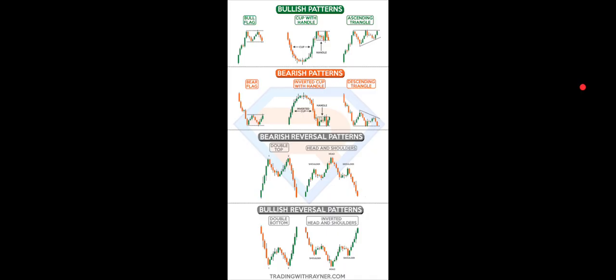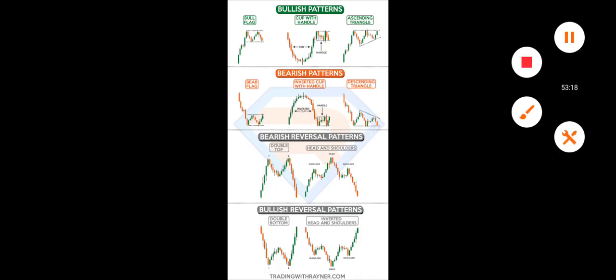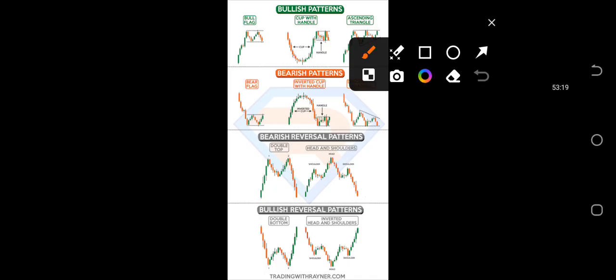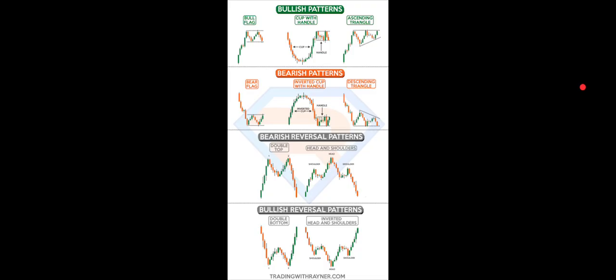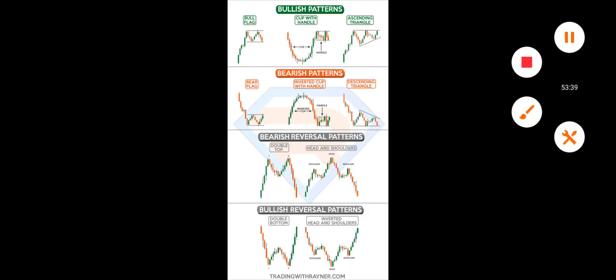Okay, so we have another pattern called the cup and handle, or cup with handle, just like the shape of a cup. You can see this is the shape of the cup, this is the handle. So it is a bullish pattern. A breakout of the cup and handle pattern, let me draw.